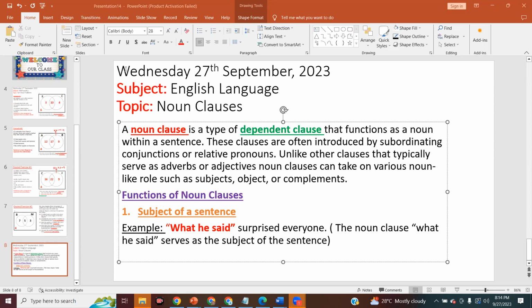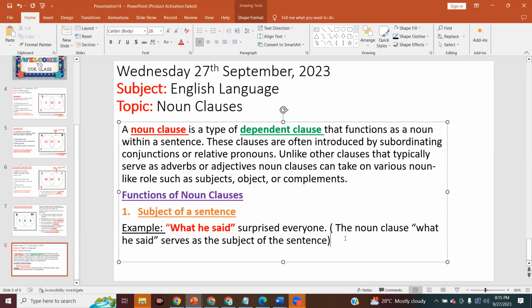So why didn't you understand what I'm talking about? There's only one function I talk about so far. No, because I was reading the paragraph. It clearly says here in purple, functions of noun clauses. Number 1, subject of the sentence. What's so hard about that? Nothing, sir. All right, so let's move on.